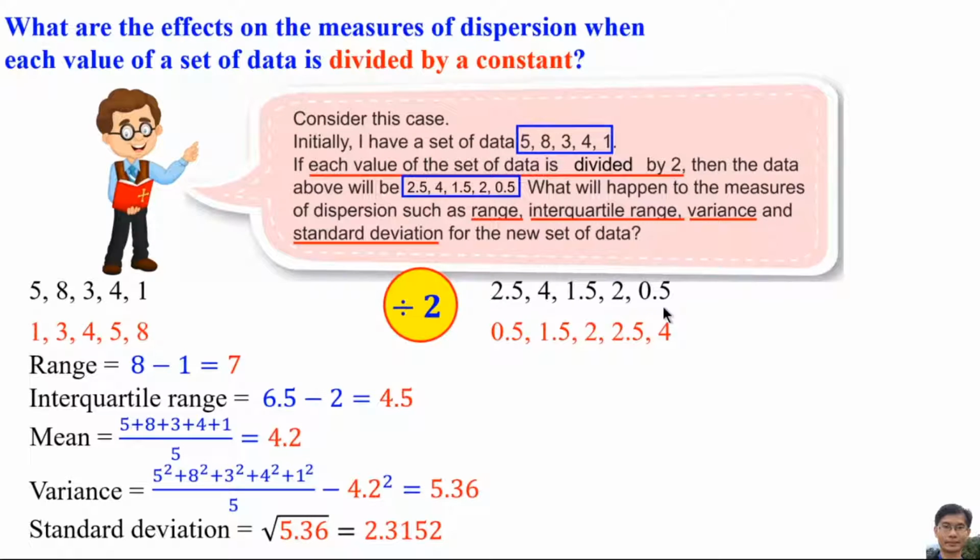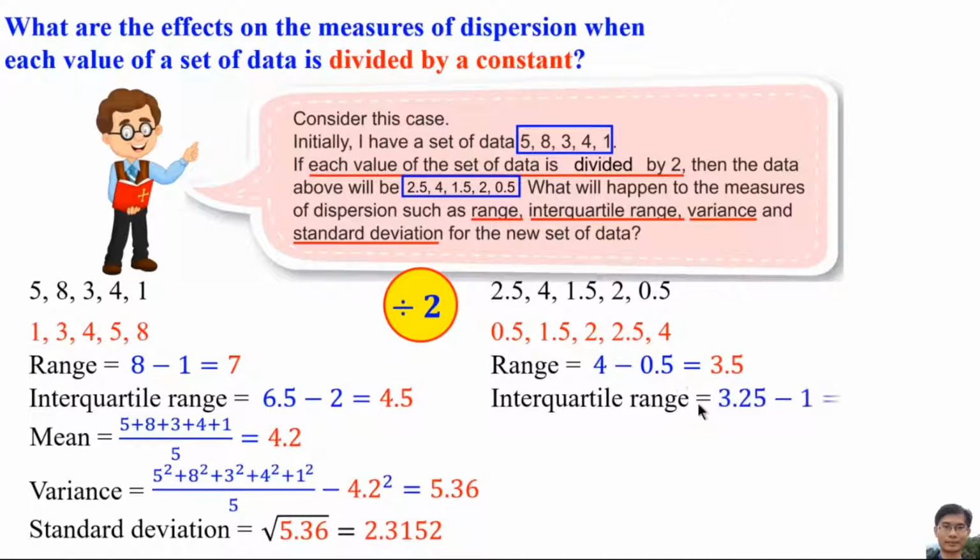And then we sort them from small to big. So the range equals 4 minus 0.5 equals 3.5. Interquartile range is equal to the third quartile minus first quartile. The third quartile is in the middle of these two data. 2.5 plus 4 per 2 equals 3.25 minus the first quartile. The first quartile is in the middle of these two data. 0.5 plus 1.5 per 2 equals 1. So interquartile range equals 2.25.